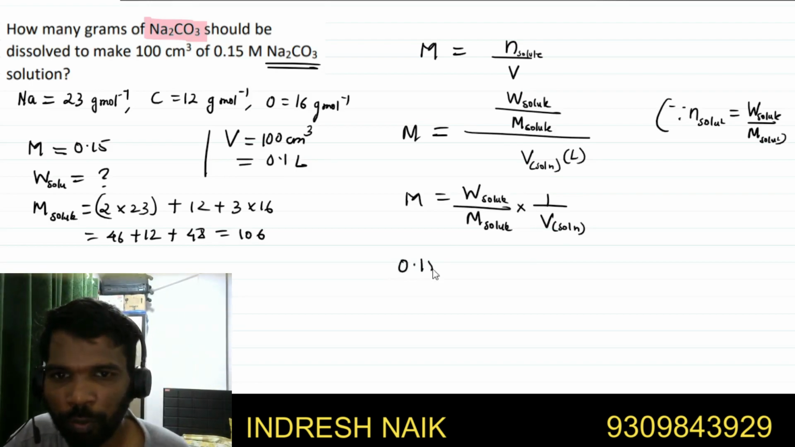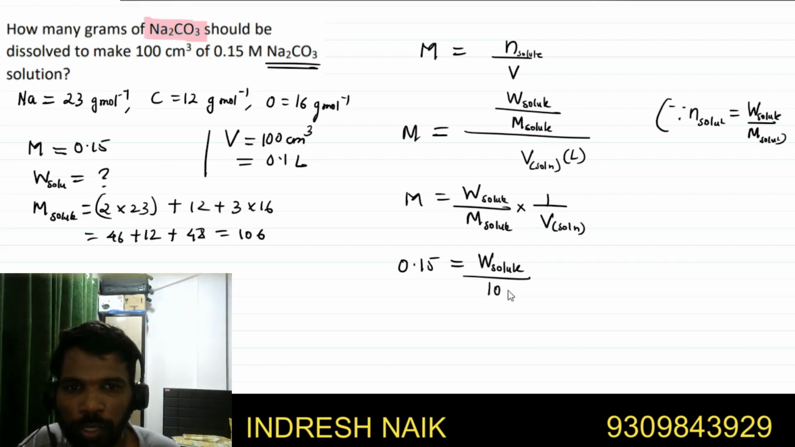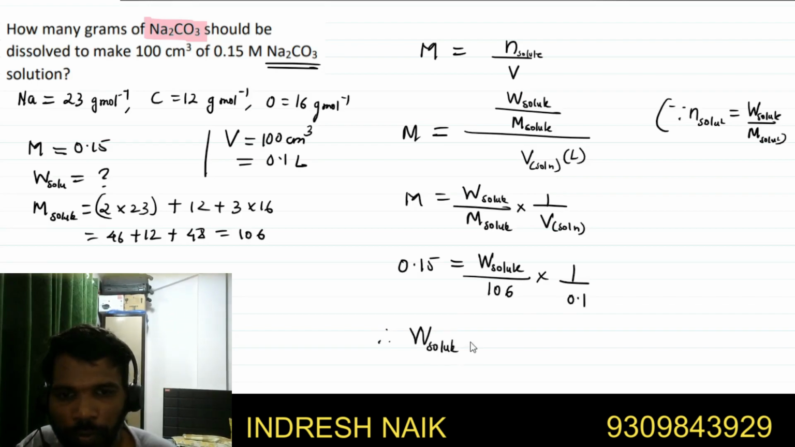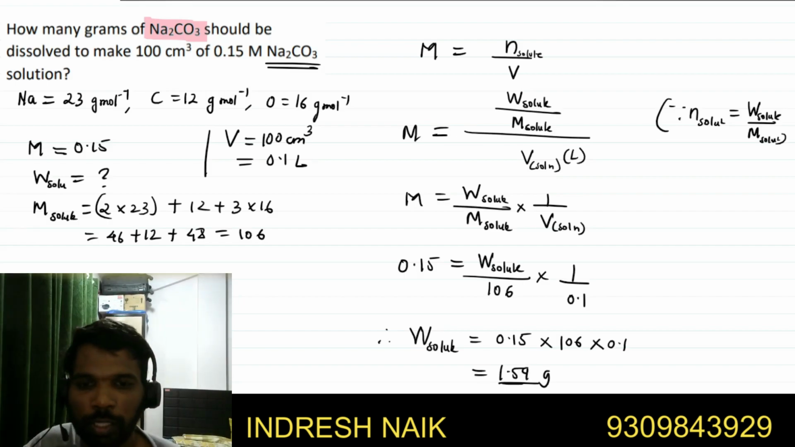Therefore, I write 0.15 equals weight of the solute, which I need to find, upon molar mass of the solute, 106, and volume of the solution in liter, 0.1. So weight of solute is equal to 0.15 multiplied by 106 multiplied by 0.1. So the answer is 1.59 gram.